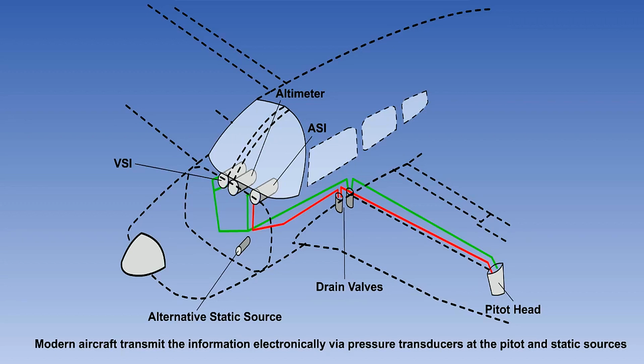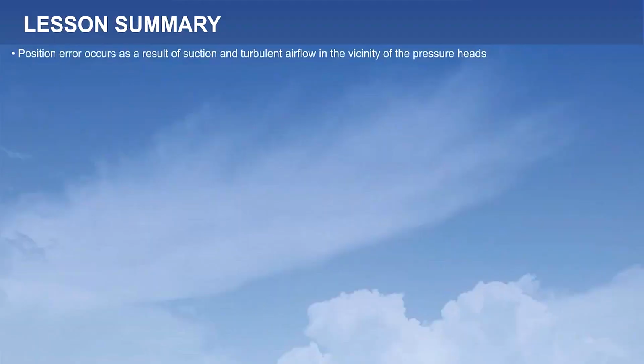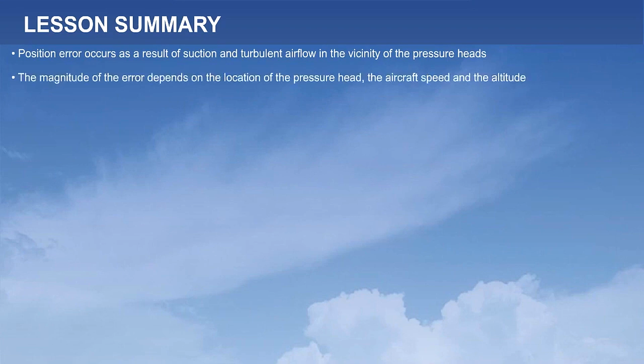In older or basic aircraft, air pipelines are used to transmit the pitot-static pressures to the instruments. A simple pipeline is illustrated here. Modern aircraft transmit the information electronically via pressure transducers at the pitot-static sources. The effect of blockages and leaks in the pitot-static systems on each of the pressure instruments is dealt with in the individual instrument lessons. This concludes the lesson, and a summary follows.